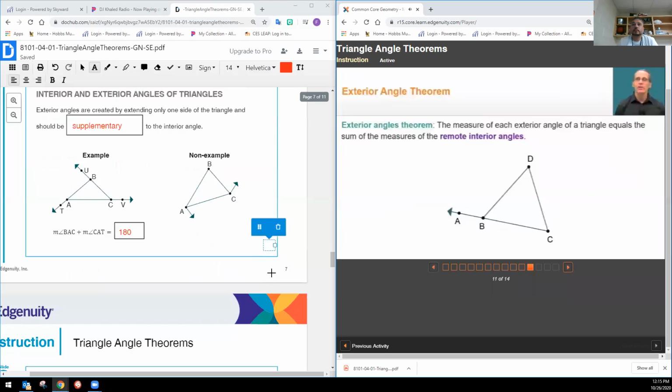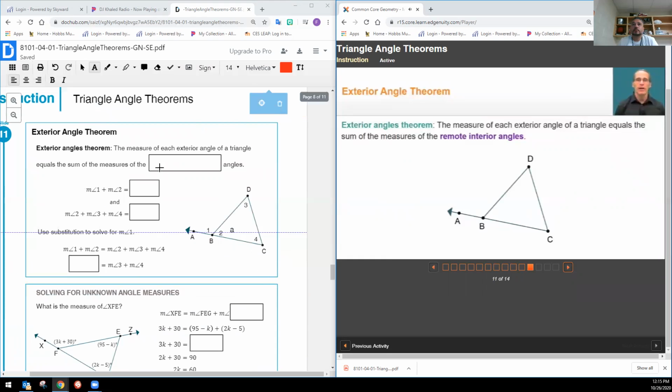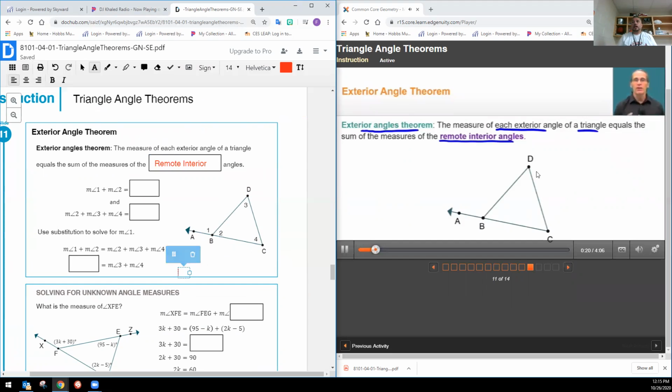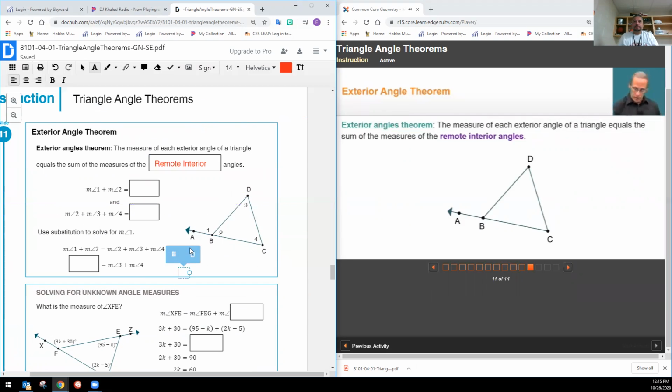Exterior angles of a triangle are more than just supplementary to their adjacent interior angle. The exterior angles theorem tells us that the measure of each exterior angle of a triangle equals the sum of the measures of the remote interior angles. Now, the remote interior angles are each of the two non-adjacent interior angles that correspond to each exterior angle of a triangle. In other words, in this particular diagram, the exterior angle is angle ABD, while the two remote interior angles would be angle BDC and angle BCB.